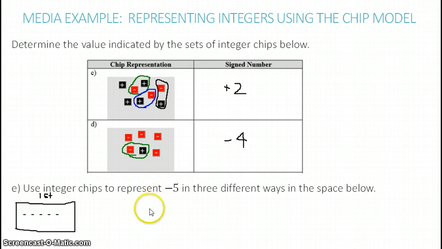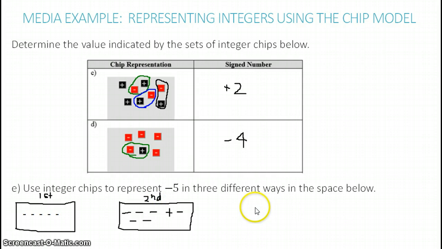Okay. Well, now for a second way, I'm going to start with negative 5 chips. Let's put them like this. But in order to use a different way, I would need to include some pairs of positive and negative chips. So I'm going to include another positive and another negative. These cancel each other out, so this way is still equal to negative 5. So I'll put this as our second way of representing negative 5.